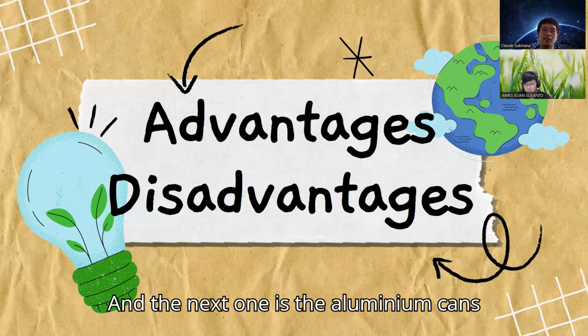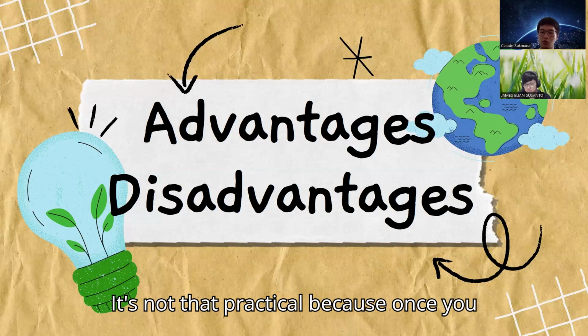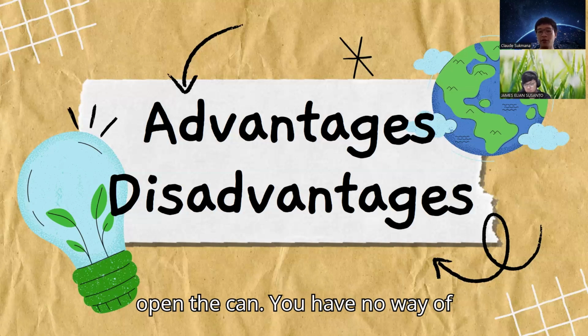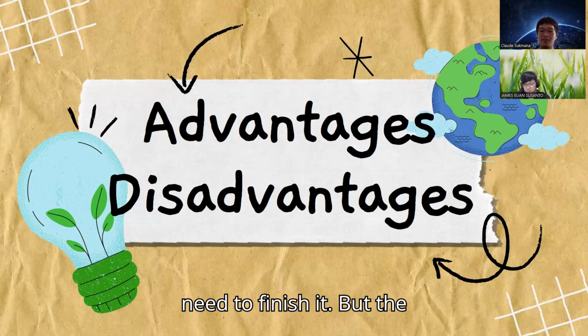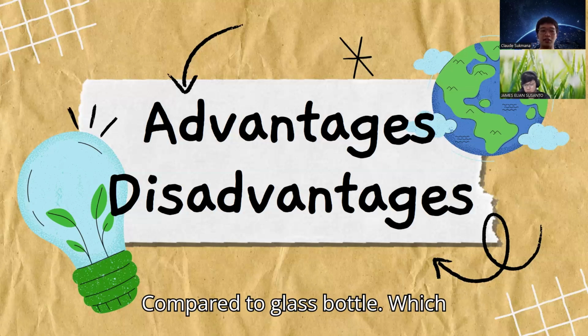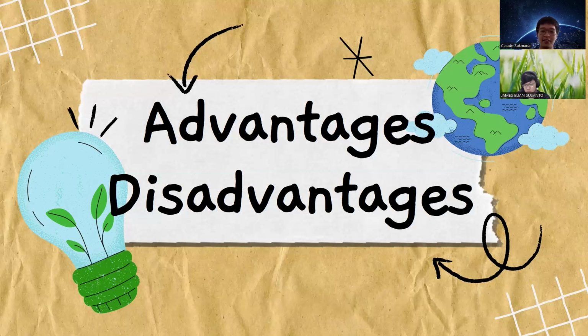And the next one is the aluminum cans. Aluminum cans are actually the same. It's not that practical because once you open the can, you have no way of resealing it again. Once it's open, you need to finish it. But aluminum cans are much lighter compared to glass bottles, which makes the glass bottle the most impractical one.